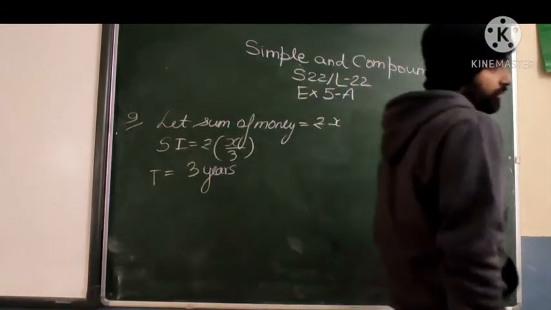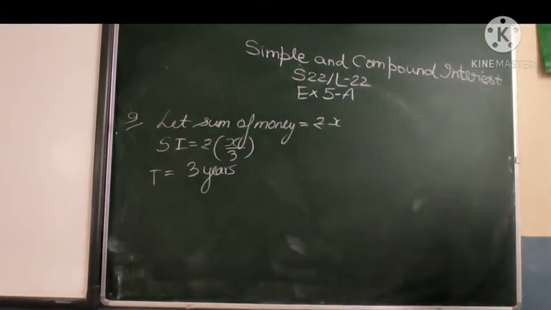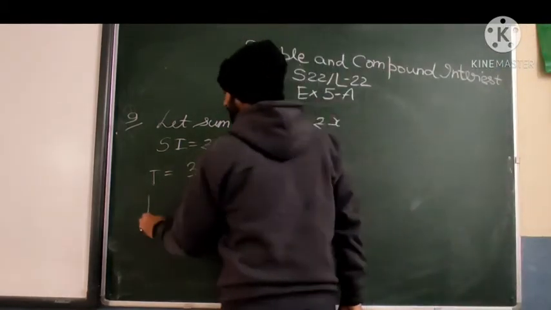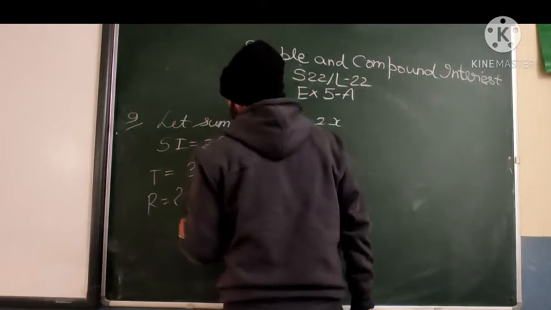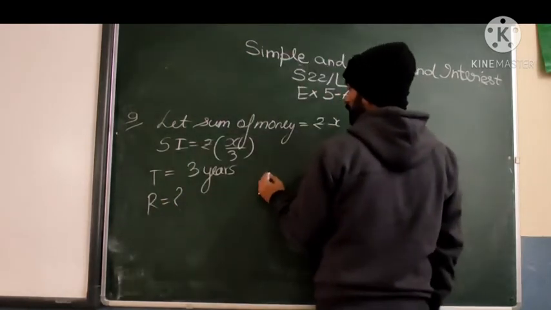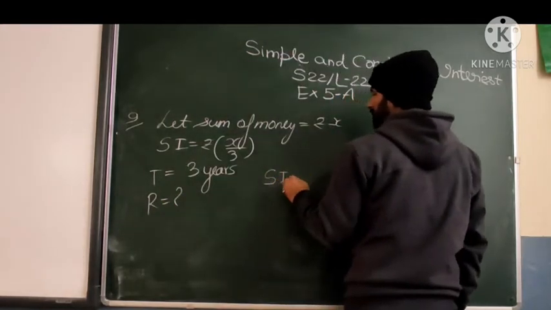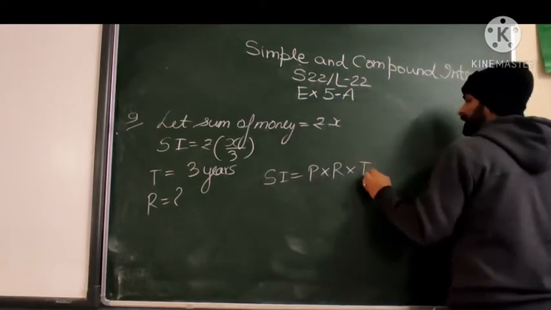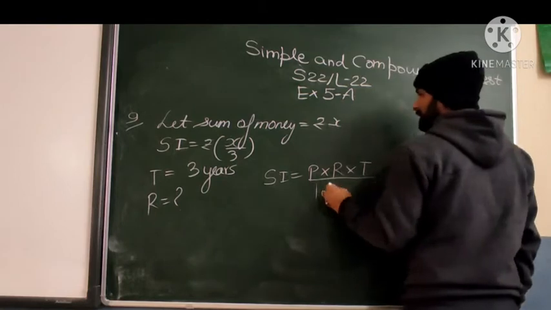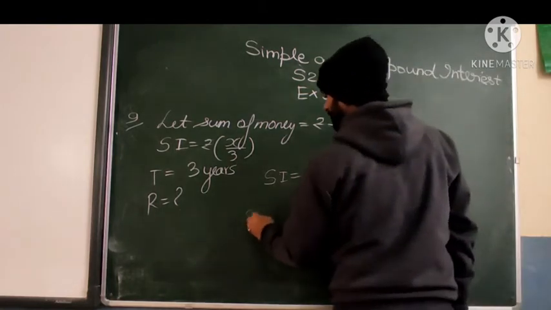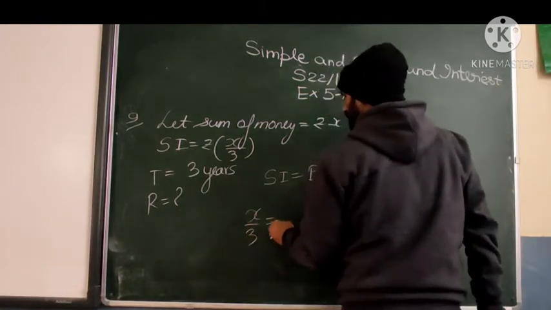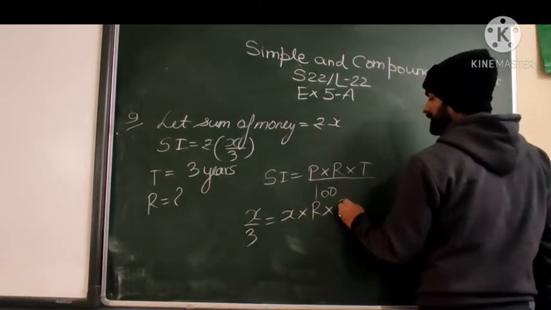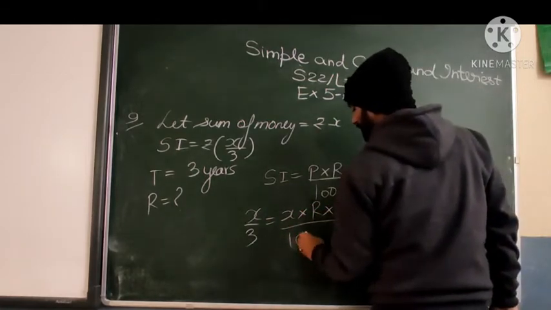And what did they say more? Rate of interest. So rate of interest is required here. R equal to what? Now see here. You know the formula SI equal to P into R into T by 100. Now what will be SI? X by 3. P is X, R is the rate, time is how much? 3 years, upon 100. X and X cancel.